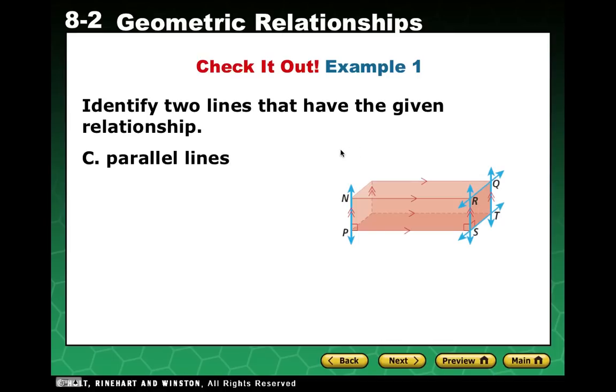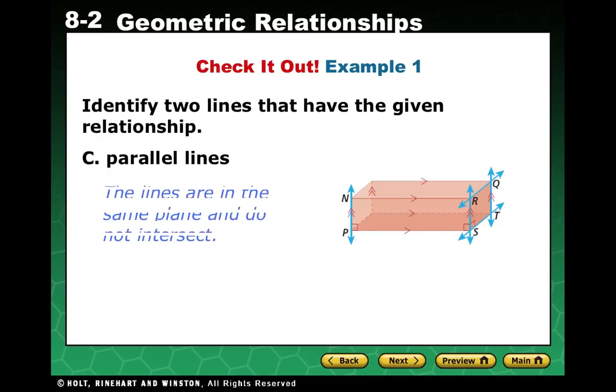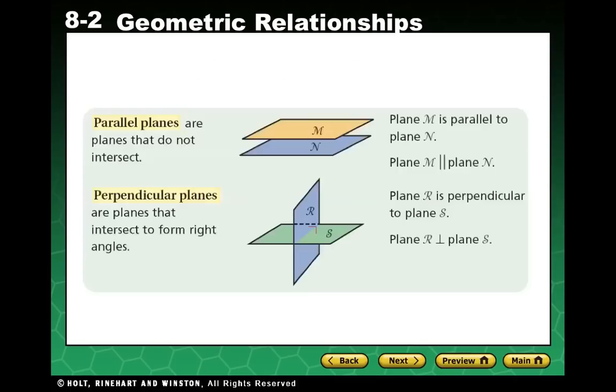Parallel lines, again, we're looking for those little markings on the lines that show that they are parallel. So we have NR and PS. There are other lines here that are parallel as well, but not all of the points are named. Those are the ones that you can name, NR and PS.